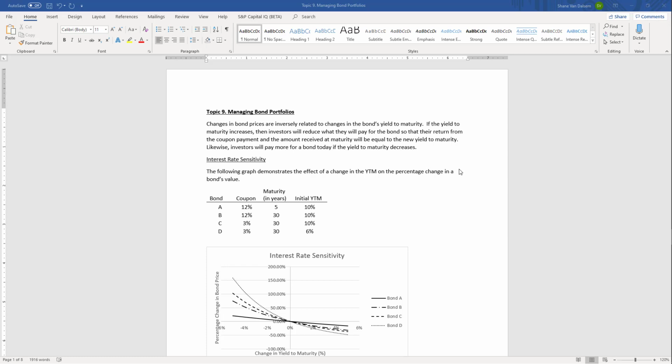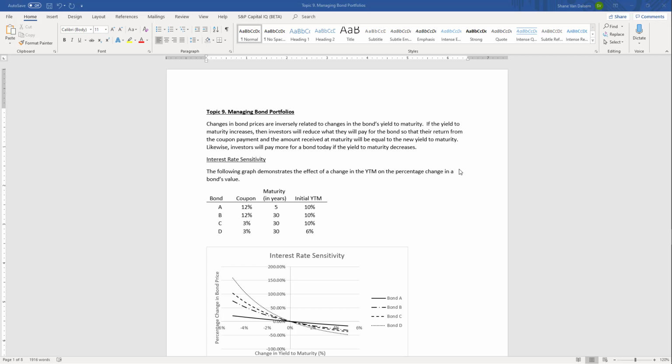So changes in bond prices are inversely related to changes in bonds' yield to maturity. In other words, when the yield to maturity increases, or the required rate of return on that bond increases, the value of the bond decreases. The opposite is also true. Whenever yields to maturity decrease, the value of bonds increase. So whenever the government drops interest rates, if the yields on corporate bonds fall with those as well, the value of those bonds are going to increase.